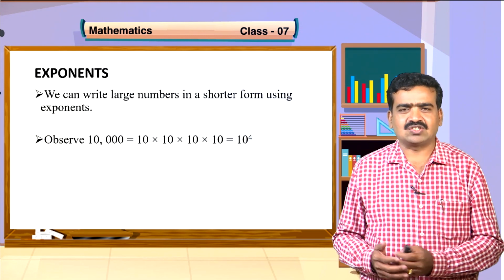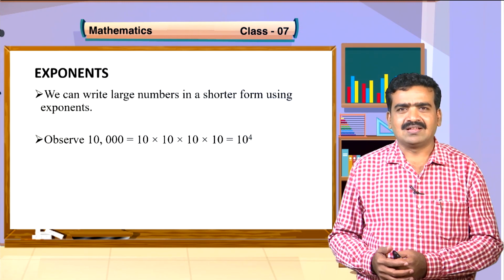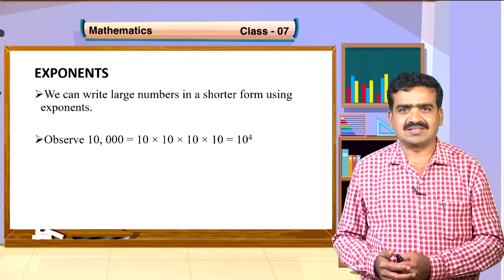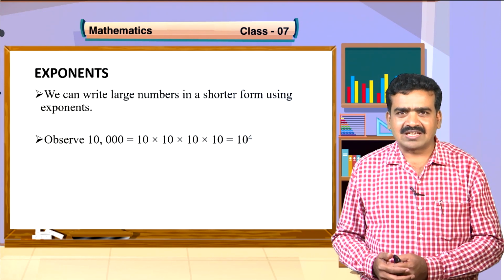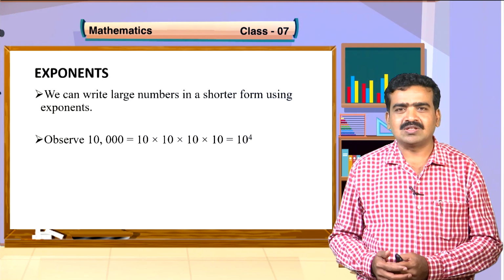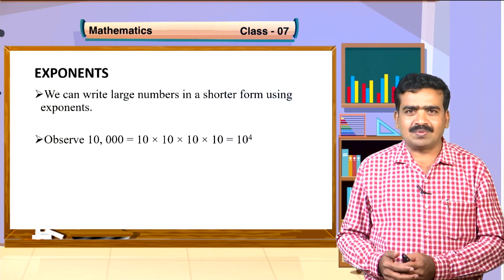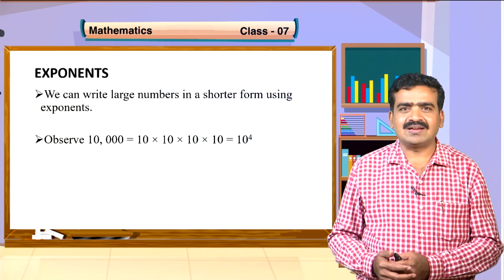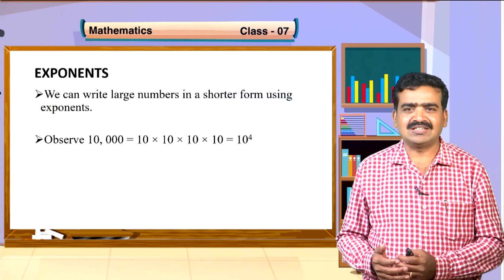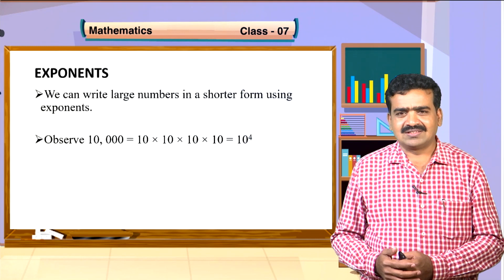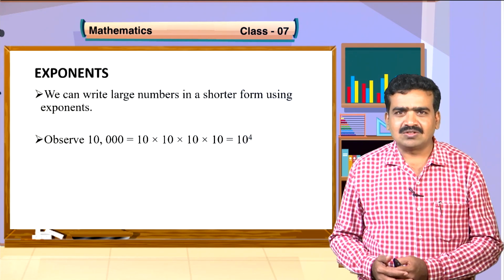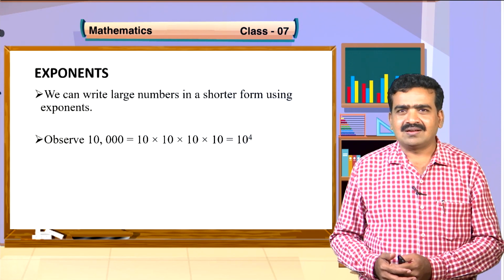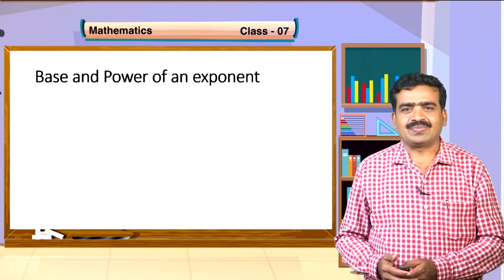Exponent means it is the shortest form of expressing large numbers or very large numbers. So, if you think about 10,000, it can be expressed in a simplest form as 10 to the power of 4, because to obtain 10,000, we should multiply 10 four times, that is 10 into 10 into 10 into 10. So, 10 is repeated 4 times, that is why it can be expressed as 10 to the power of 4 or 10 raised to the power of 4.